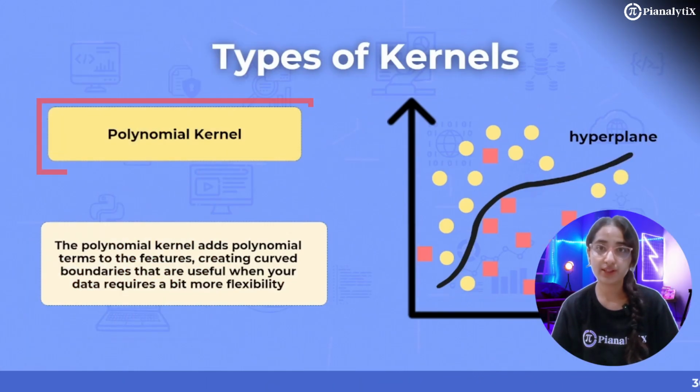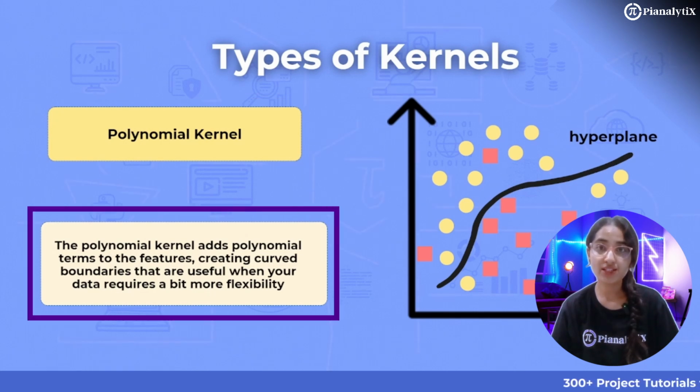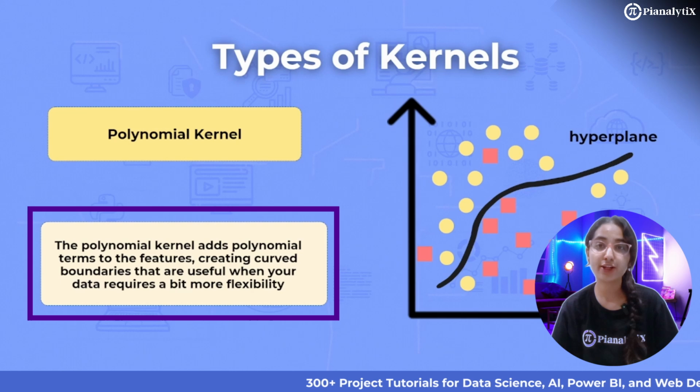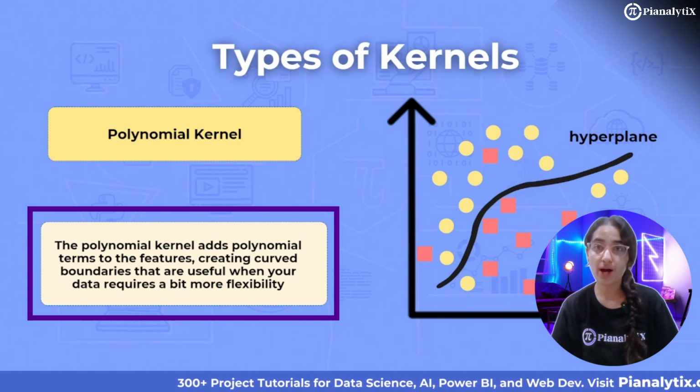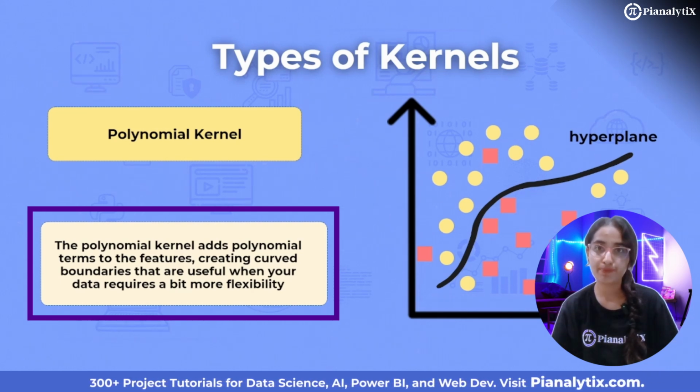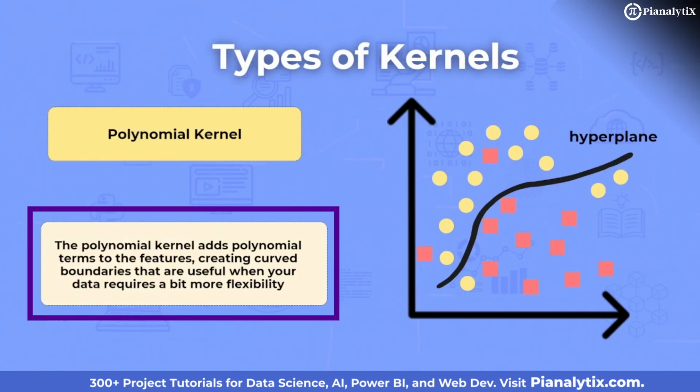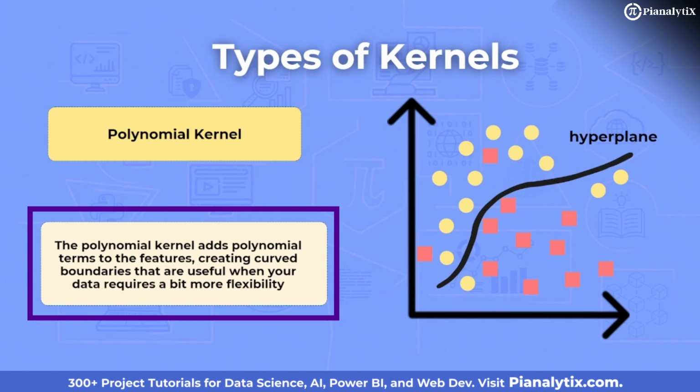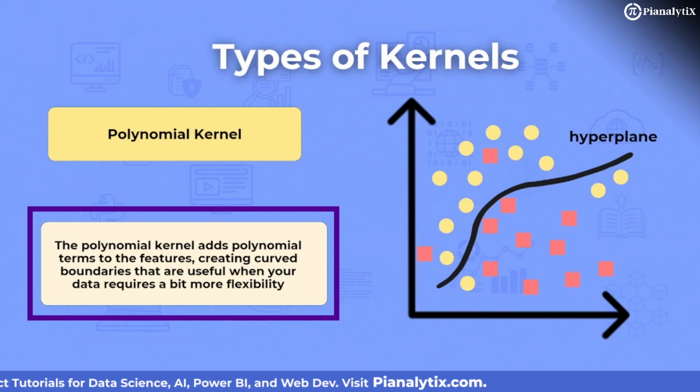Second, polynomial kernel. The polynomial kernel adds polynomial terms to the features, creating curved boundaries that are useful when your data requires a bit more flexibility. For example, if you suspect your features interact in a way that creates curves in the data, a polynomial kernel with a degree of 2 or 3 might work. You can control the complexity of the boundary with the degree parameter. Higher degree leads to more complex boundaries.